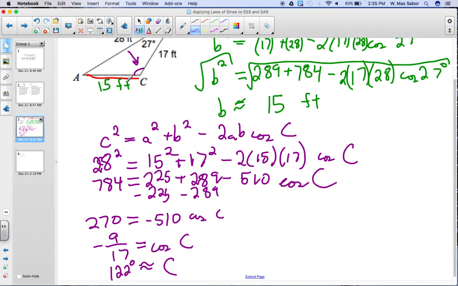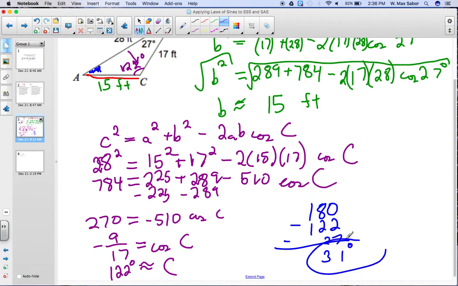So we found that this is 122 degrees. And you could now use the law of sines or law of cosines to find the third angle, but don't. Find the third angle using the fact that there are 180 degrees in a triangle. So you have 180 minus 122 minus 27, which is 31 degrees. That's our last angle, so that's approximately what angle A is.